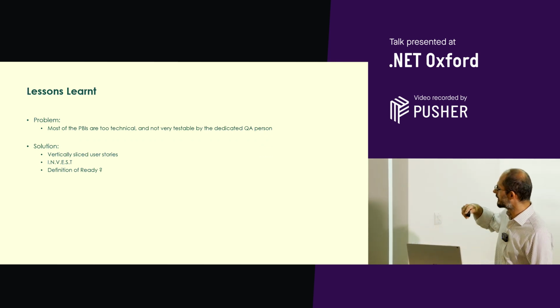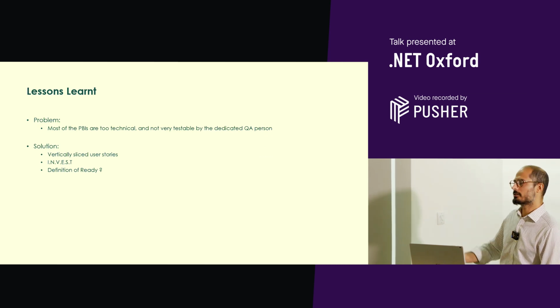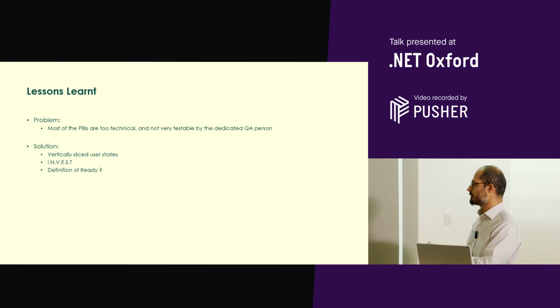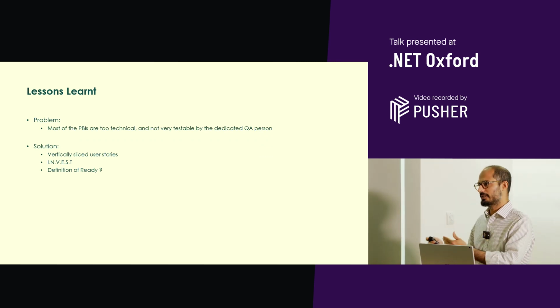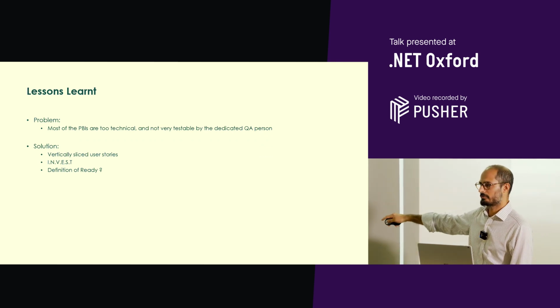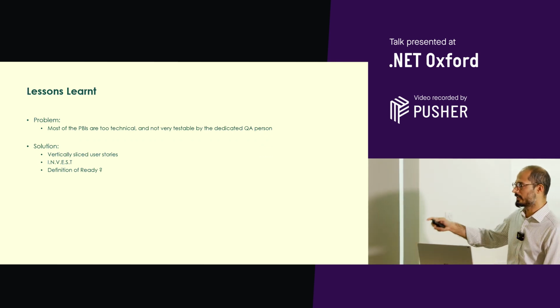So we try to go for vertically slicing it, trying to look at INVEST as an acronym, okay? PBIs which are independent in the sprint, they are testable, they are estimable, negotiable, small, and all those things. Perhaps we can use the definition of ready. Nothing gets into the sprint unless it meets that.